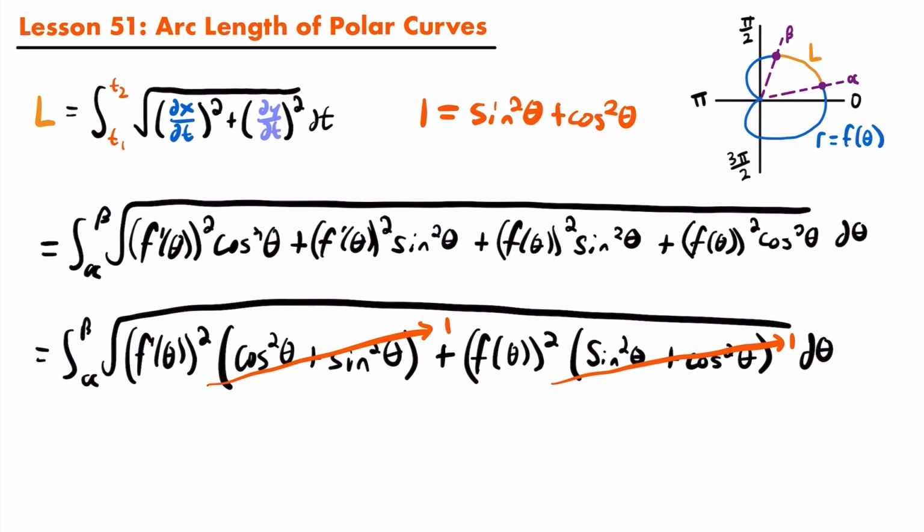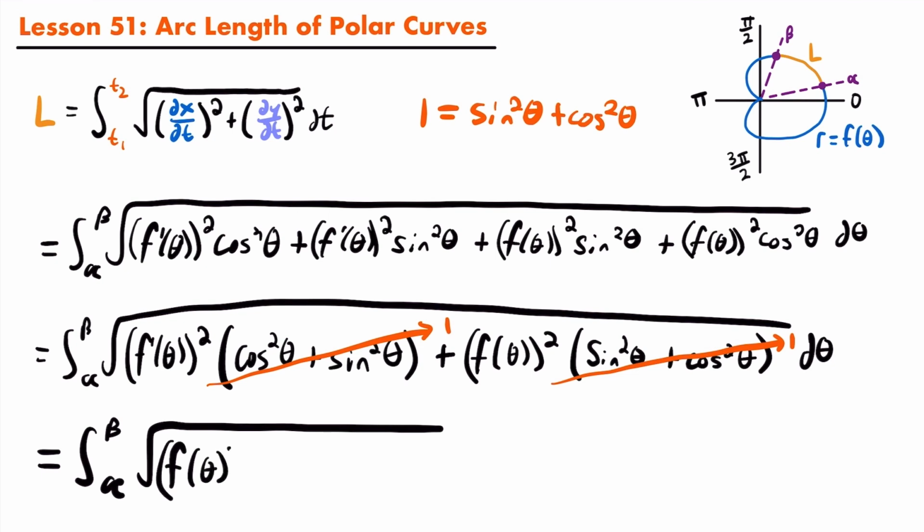And what we'll be left with is that this is equal to the integral from alpha to beta of the square root, and then I'm going to reorder these terms. I'm going to write this one first and then this one. We're just going to have f of theta squared because we're multiplying it by 1. So we'll write that in. We're going to have f of theta squared, and we'll add that to this term, which is just f prime of theta squared times 1. So we're just going to have f prime of theta squared. So I'll write f prime of theta squared d theta. And this right here represents the arc length of a polar curve.